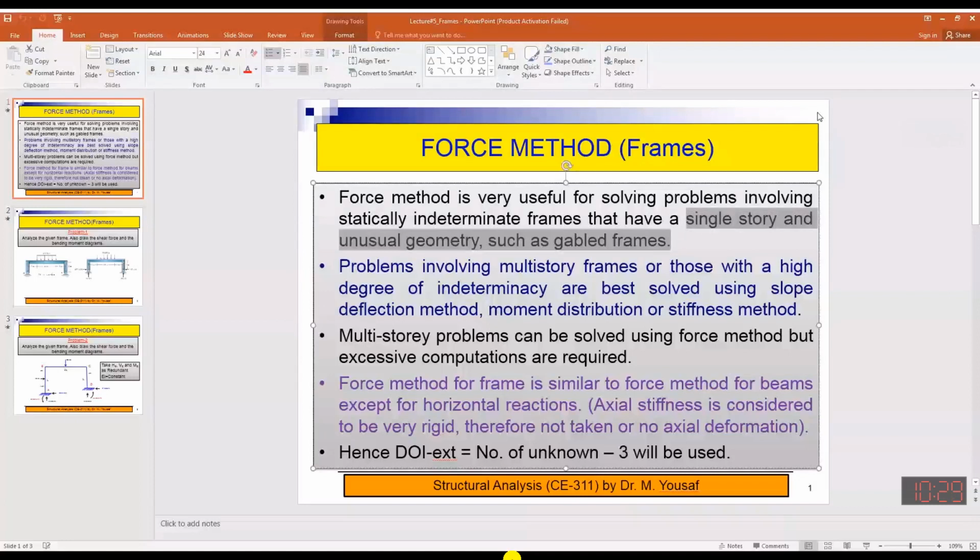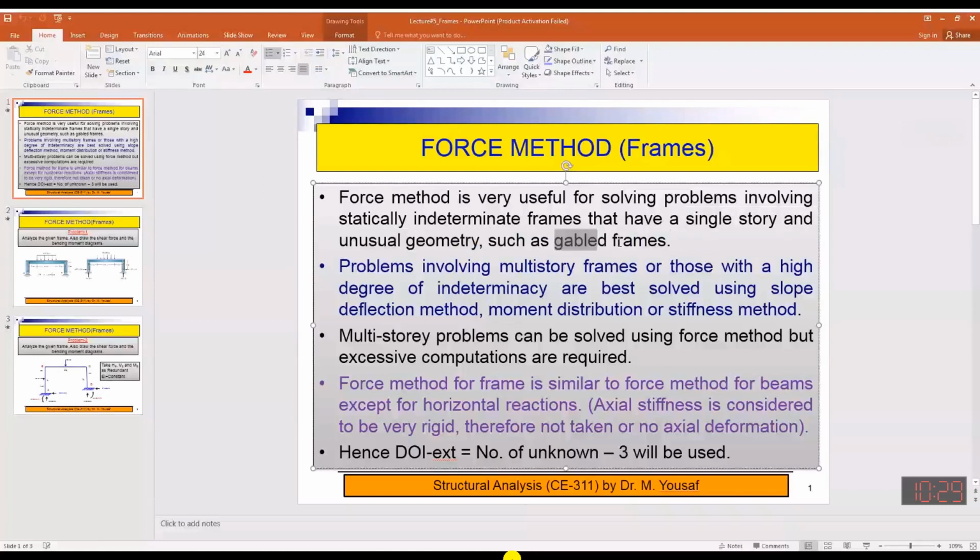The slope deflection method can handle the complicated solution, whereas this force method needs much more calculations if we apply it to the multi-story building. So it can be easily applied to a single story structure, or one which has the usual geometry, or if that is a gable frame.